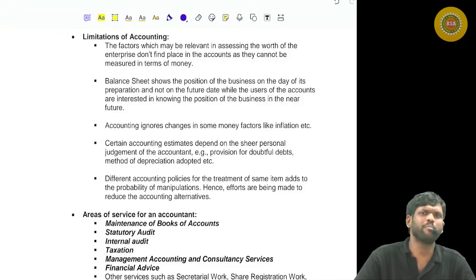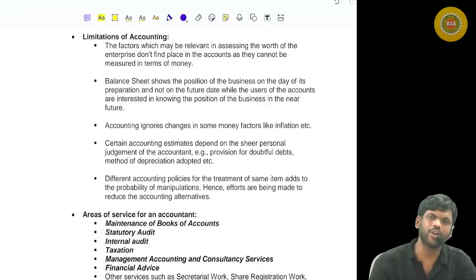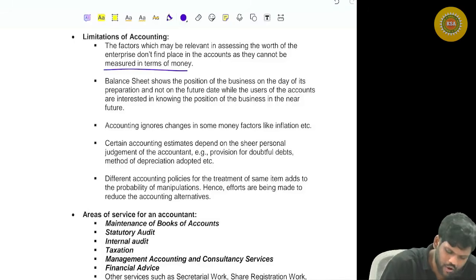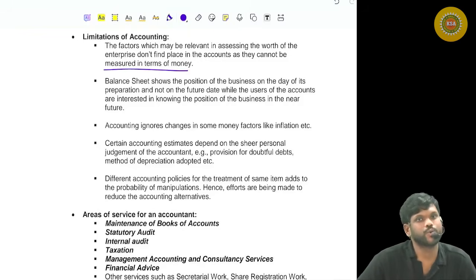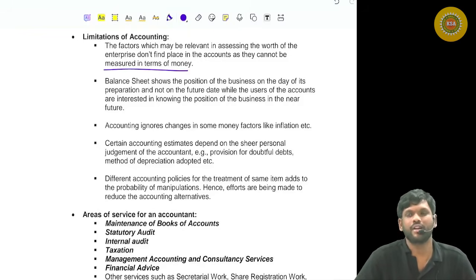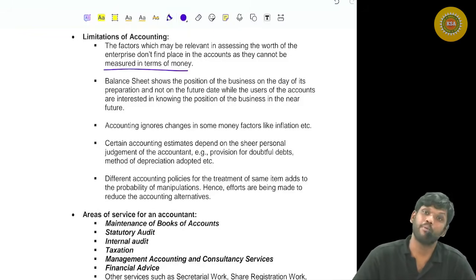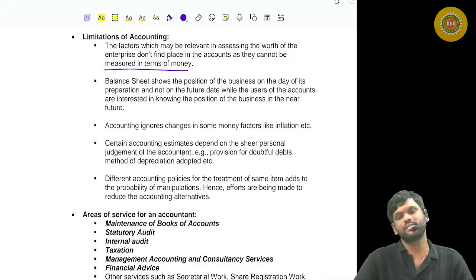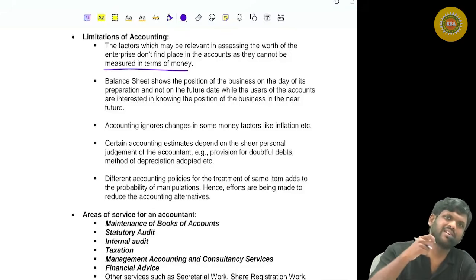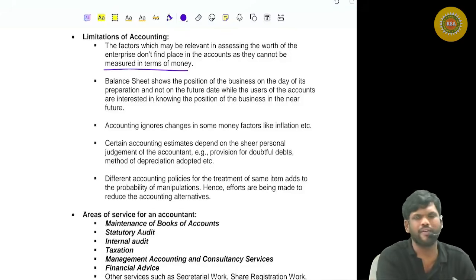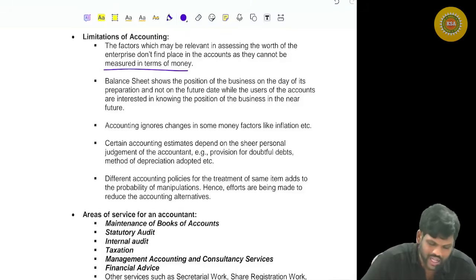There are a lot of important factors which are ignored in accountancy just because it cannot be measured in terms of money. Sir, any one example? The best example is human resources in a company. For a company to run well, employees are very, very important. But since those employees cannot be measured in terms of money, that cannot be captured in accountancy. So there are certain non-monetary important factors for a business which is not captured in accounting. So that is one limitation.